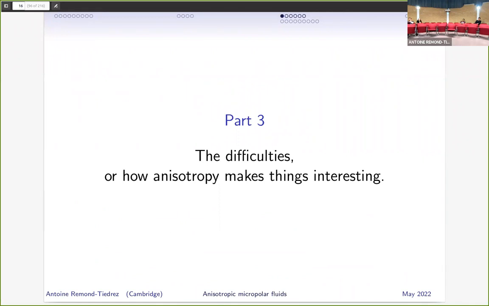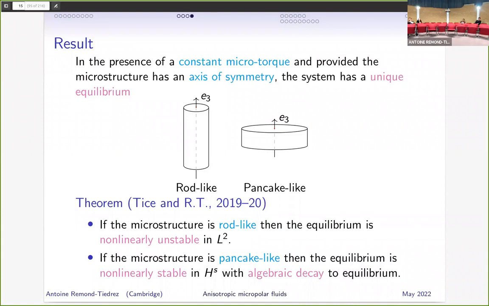In this case, maybe I should go back here and pause for questions, if there are any, before we talk about the rest.